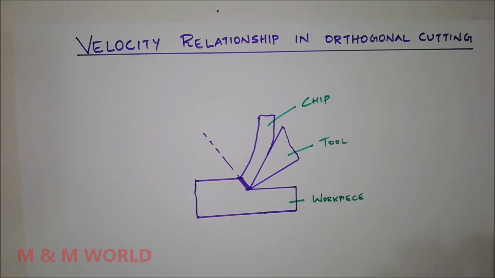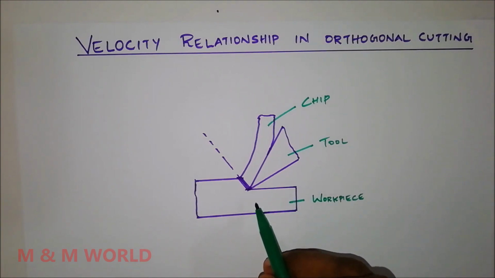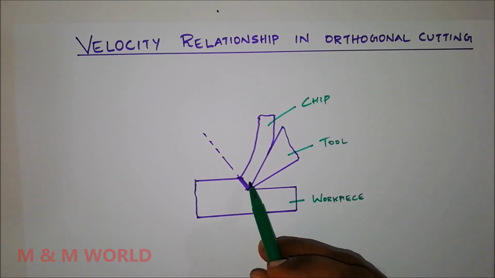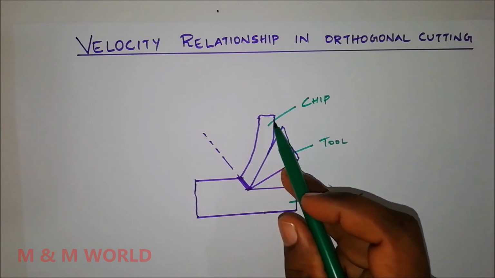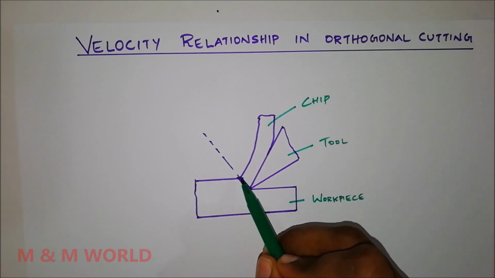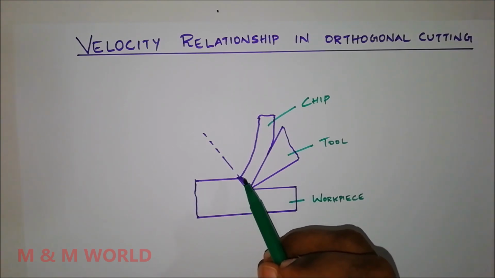Hello everyone. In this video, we will study the velocity relationship in orthogonal cutting. When the tool comes in contact with the workpiece, the material will be removed in the form of chip from the shear plane. So this is the shear plane.